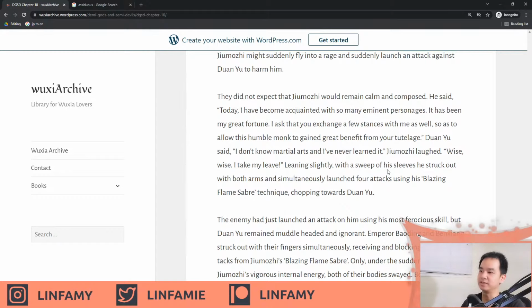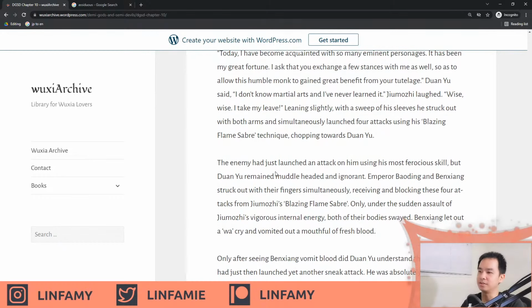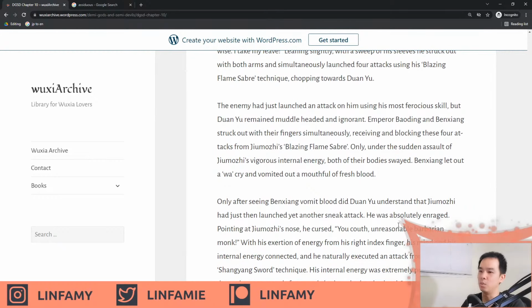Leaning slightly, with a sweep of his sleeves, he struck out with both arms and simultaneously launched 4 attacks using his blazing flame saber technique, chopping towards Duan Yu. The enemy had just launched an attack on him, using his most ferocious skill, but Duan Yu remained muddle-headed and ignorant. Emperor Baoding and Bun Xiang struck out with their fingers simultaneously, receiving and blocking these 4 attacks from Jimotsu's blazing flame saber. Only under the sudden assault of Jimotsu's vigorous internal energy, both of their bodies swayed. Bun Xiang let out a cry and vomited out a mouthful of fresh blood.